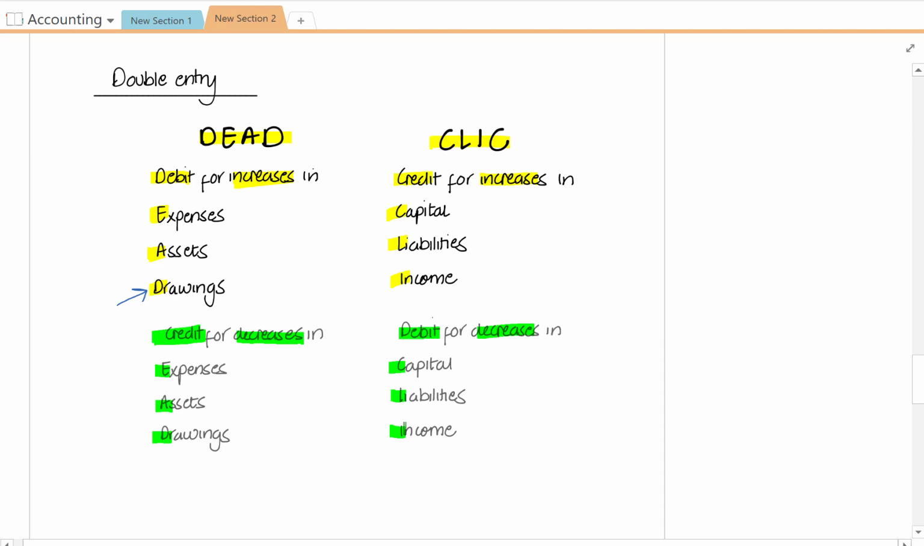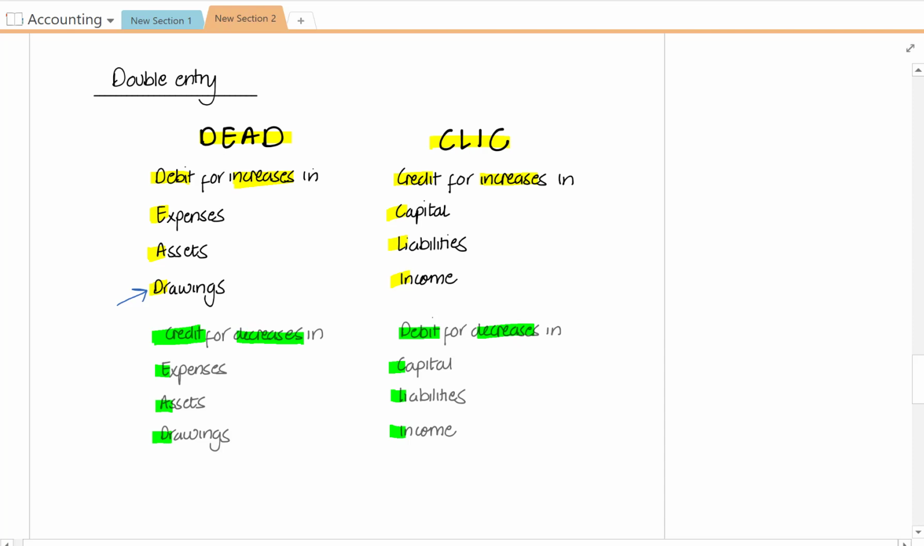So here's the thing. If you can remember that phrase dead click, which applies to terminology that you use for increases, the opposite is also true. Okay, so debit for increases in expenses, assets, drawings, but equally, if you want to reduce expenses, assets, and drawings, you use the phrase credit. Okay, and a similar thing for the word click. Admittedly, this is going to take a bit of time to stick, but I promise with a bit of practice, you are going to fall in love with dead click, or at least I hope so.